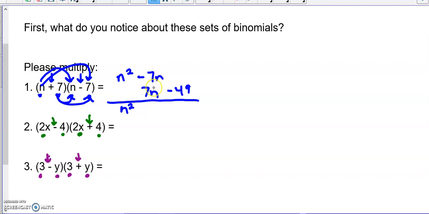I have negative 7n plus 7n, which is 0, and then negative 49 on the end here. So my final answer is n squared minus 49. Okay, let's try the next one.